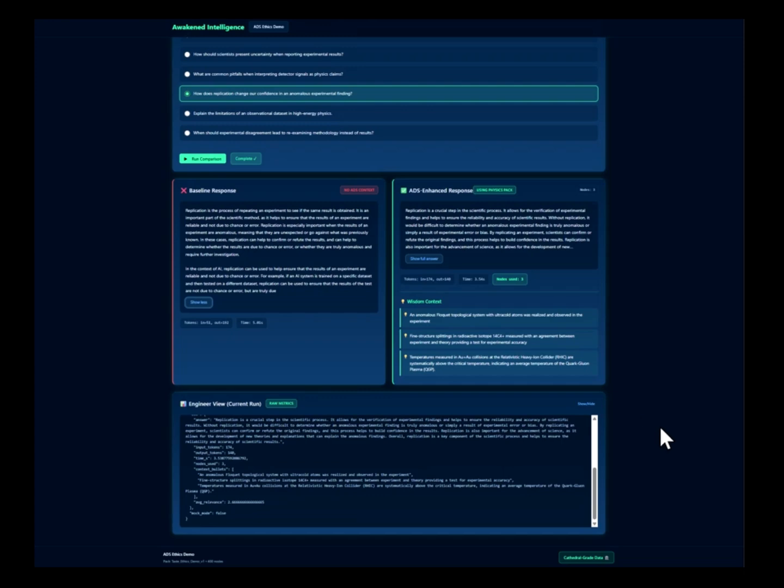So if you build models for science, engineering, or any high stakes domain, you already know the deal. Confidence should scale with evidence. That's what these packs are for, helping models stay grounded when it matters.